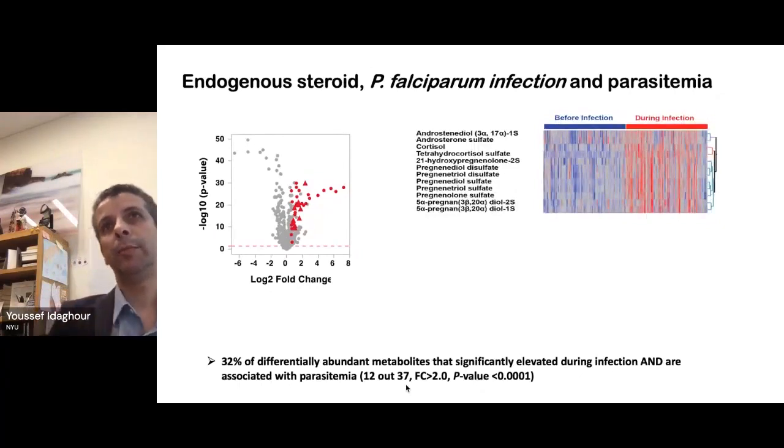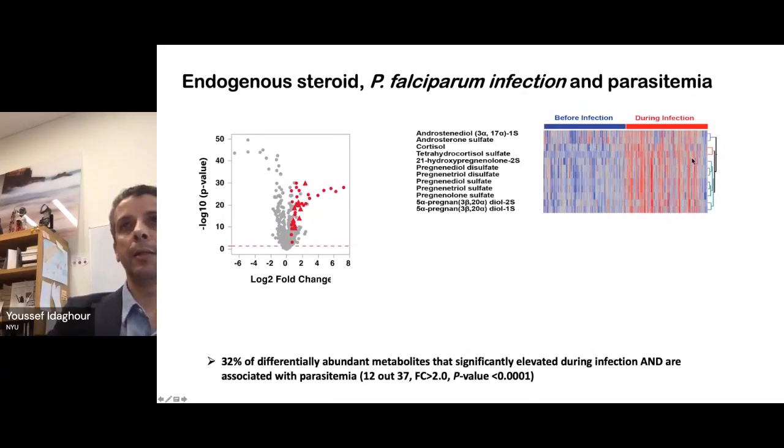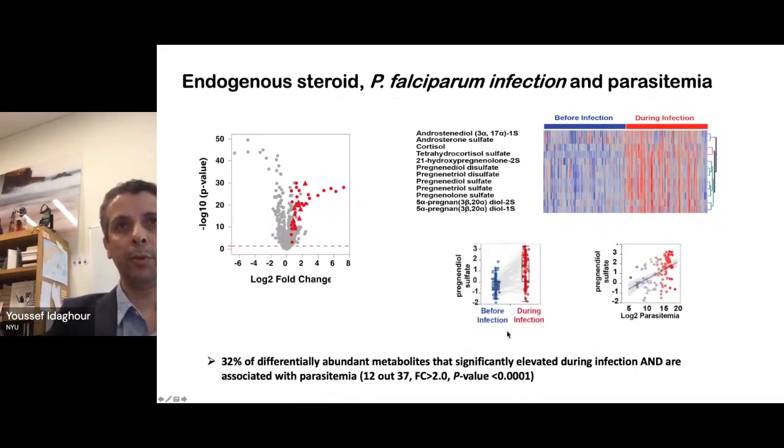And here I'm showing you a heat map of the data where you can see them, and you can clearly see, each column is one child, and we have 100 children here and the same 100 children here. And there is a perfect clustering based on infection status. And you can see in red, which reflects the levels going up, that all of them are going up after infection. Here I'm showing you an example of a steroid called pregnenediol sulfate. And you can clearly see that this metabolite, or this steroid, goes up after infection. And as you see here, it is associated with parasitemia.